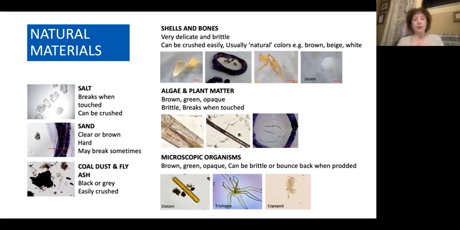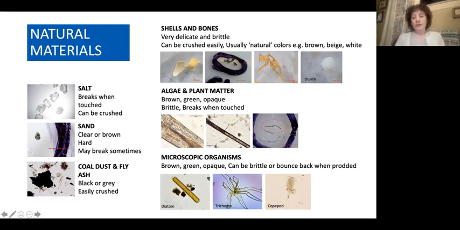And sand can break. Coal dust and fly ash is easily crushed. So things that are very brittle and easily crushed are often not plastic. Not always. Sometimes you'll have something that breaks that is plastic. We know that plastic degrades gradually in UV light and with wave action over time, so it can break when you touch it, but there are some general rules you can use to differentiate between a plastic debris item and something that's natural, like shell and bone, algae and plant matter, as well as microscopic organisms.